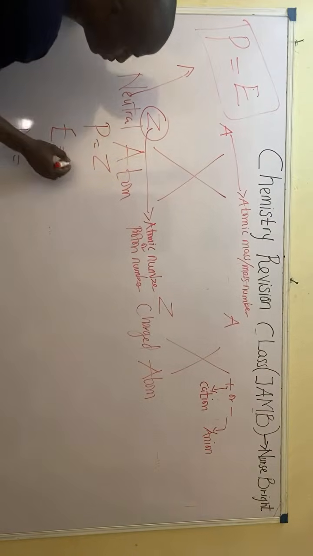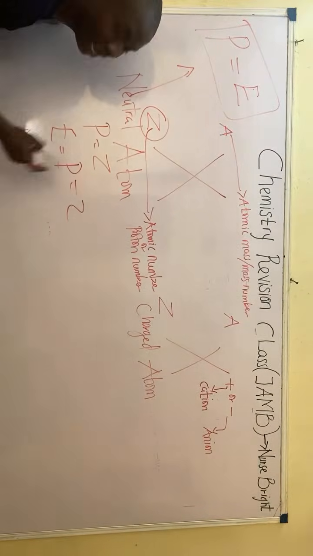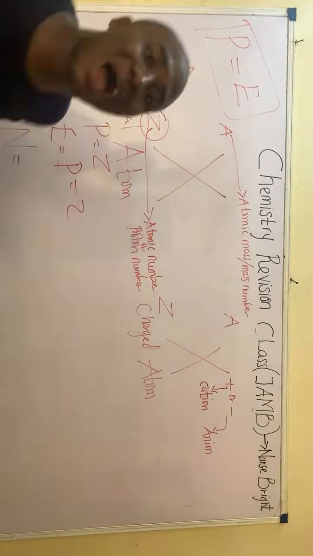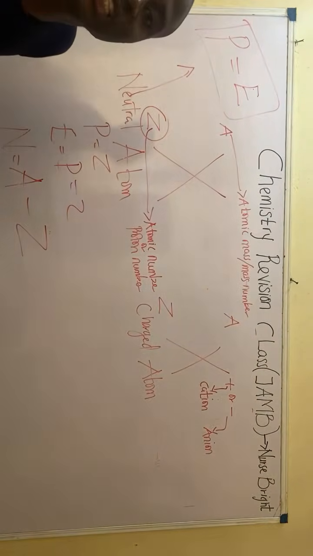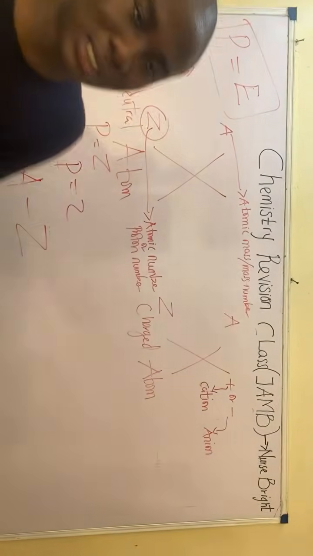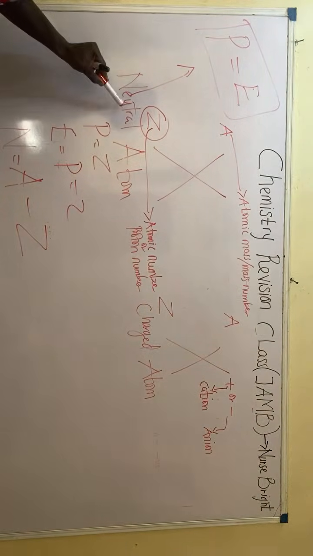Okay, so then since electron number equals proton number, what becomes my electron number? Proton number, which is the same as Z. And how do we get our neutron? Neutron is solved by saying A minus Z. Do you understand? What is up minus what is down. This is the pattern for a neutral atom.